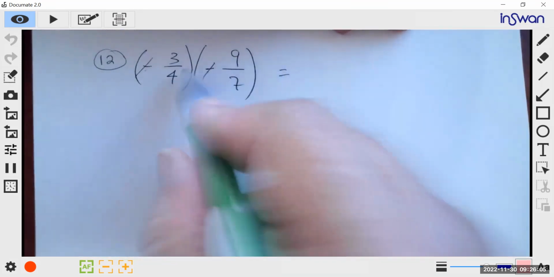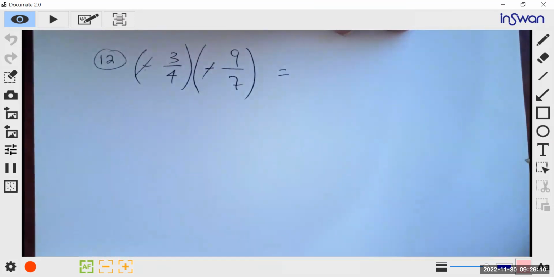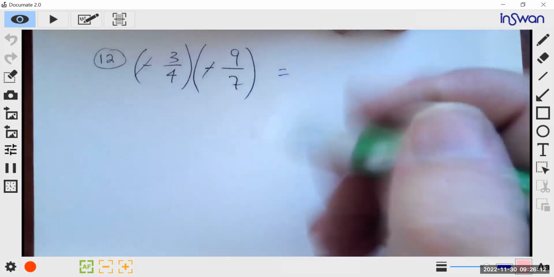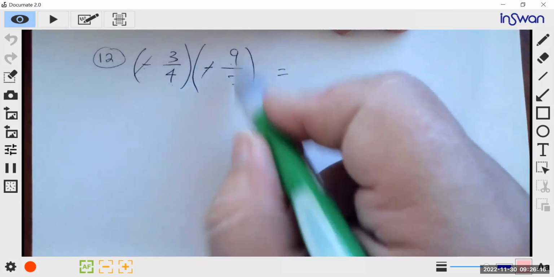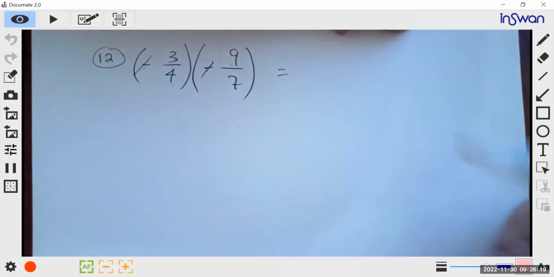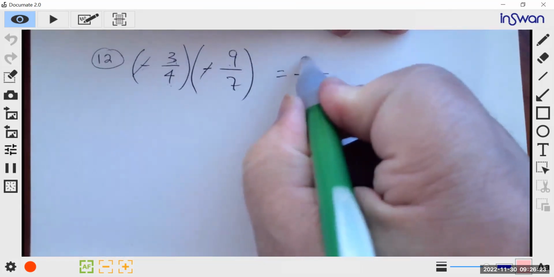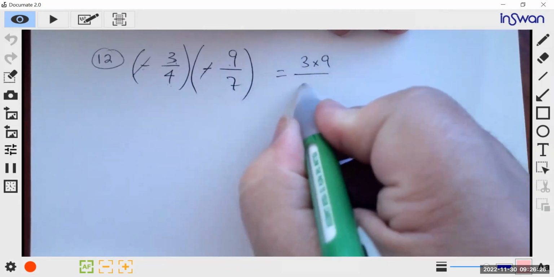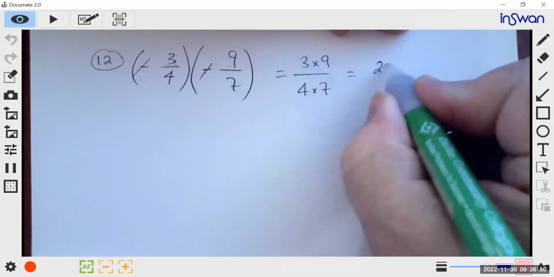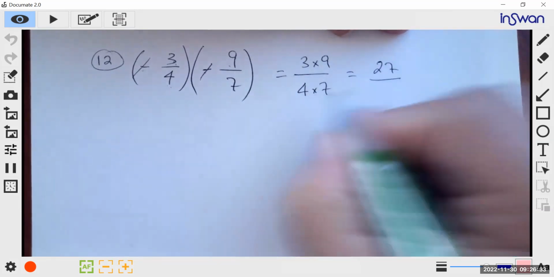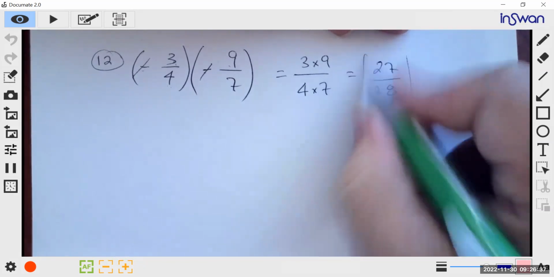And since you're multiplying, can anything on top cancel with anything on the bottom? Nope. 4 doesn't go into 9, 3 doesn't, or 7 doesn't. So all we do now is multiply. 3 times 9, 4 times 7. 3 times 9 is 27. 4 times 7 is 28. There's your answer.